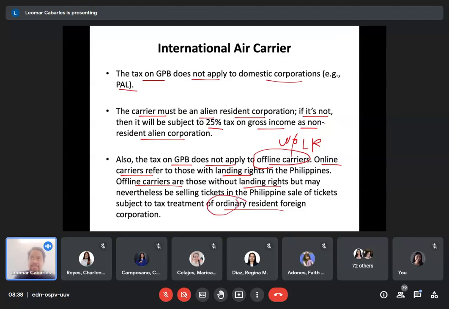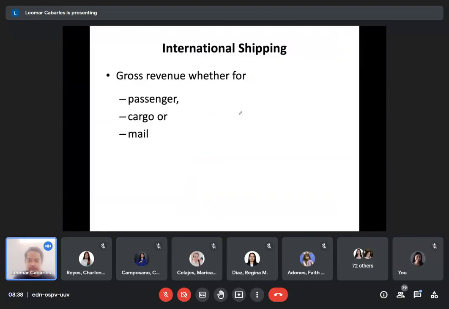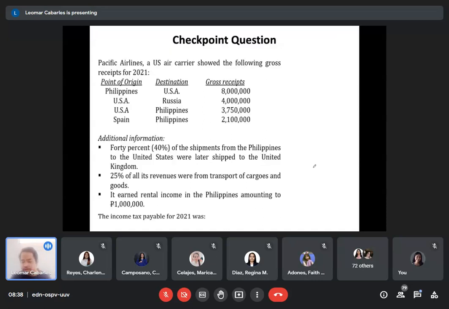So the incentive na lower tax rate, which is 2.5%, is given to those with landing rights in the Philippines. Okay? Shipping naman, so ganun din, passenger, cargo, so originating from the Philippines. So we have here a checkpoint question.